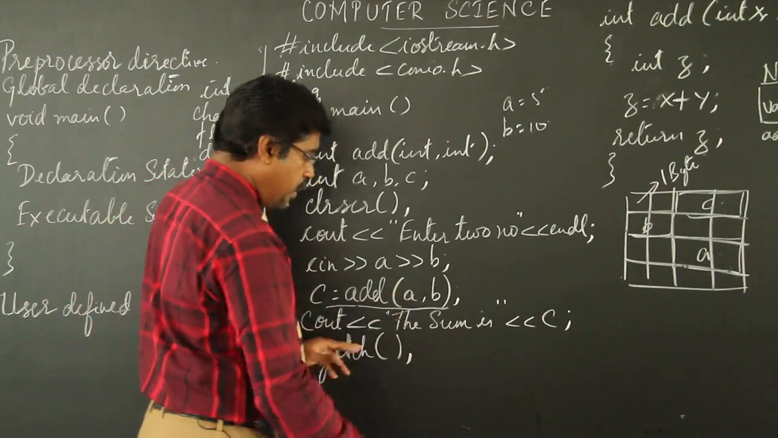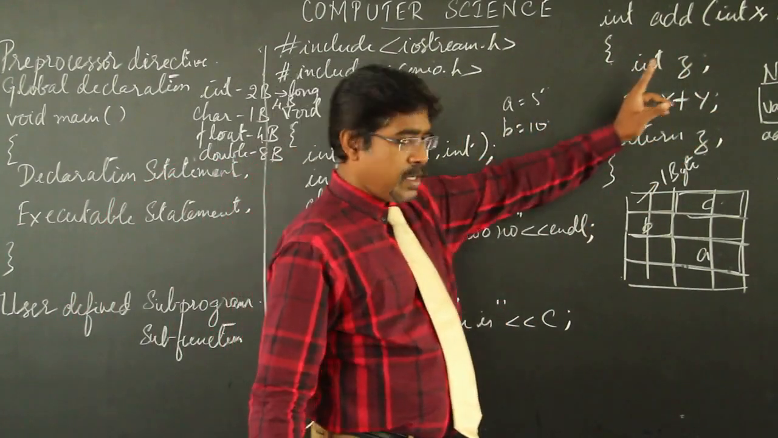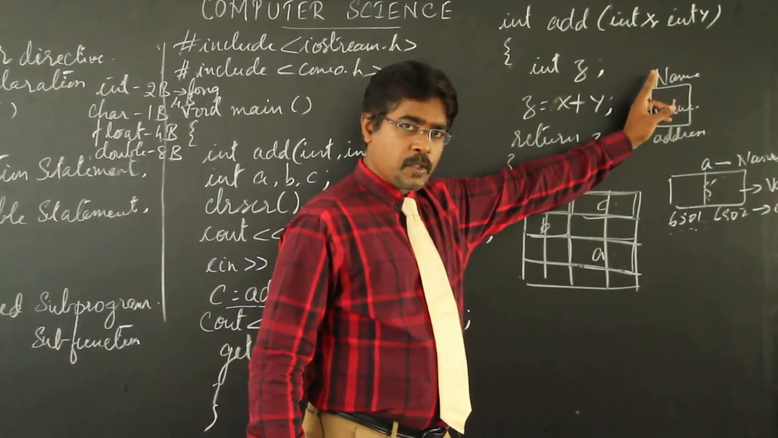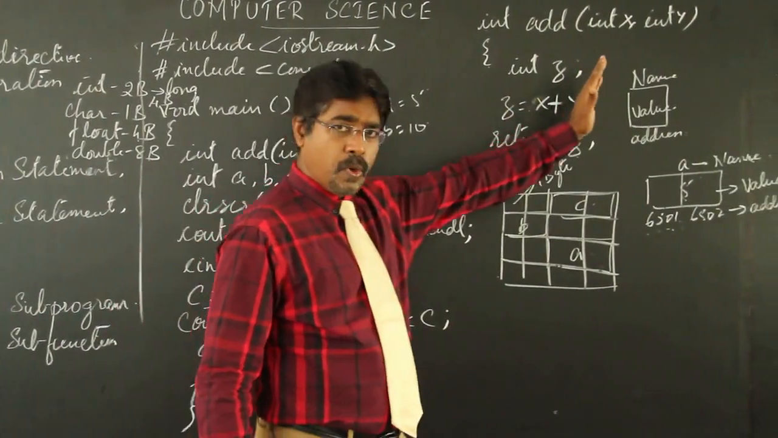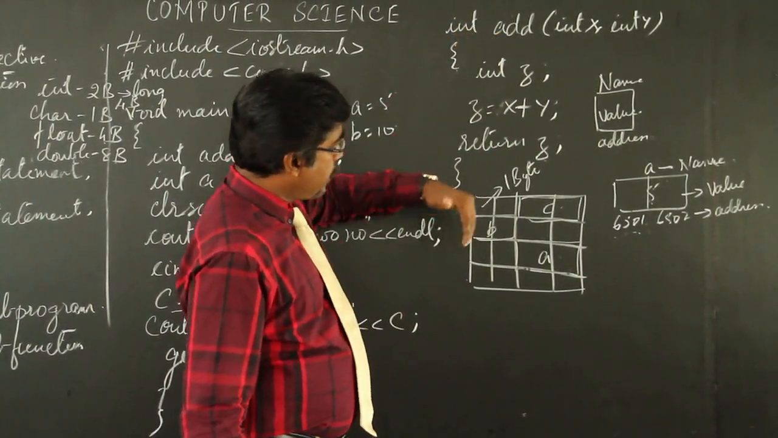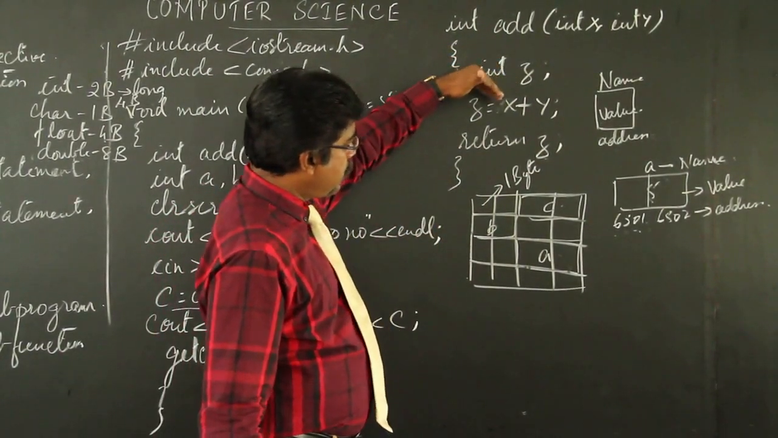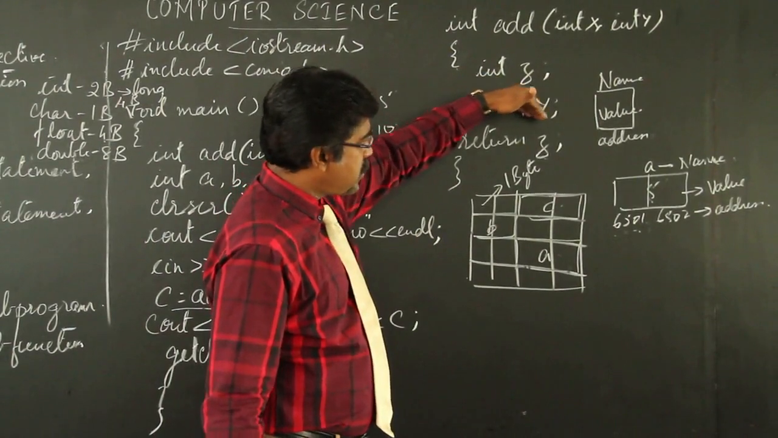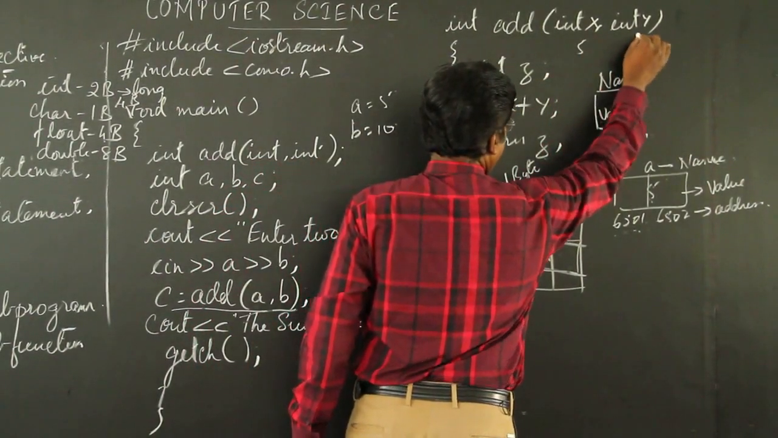A takes the value and gives it to x, that is A's value is 5, x's value is also 5. Likewise, B is 10 and it will be passed on to y, and y's value will be 10. Likewise, the program continues to execute, that is z equals 5 plus 10. As I said, x equals 5 and y equals 10.